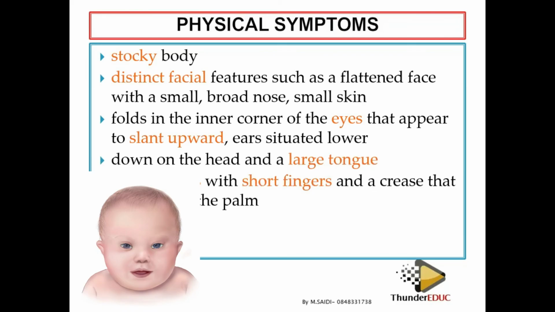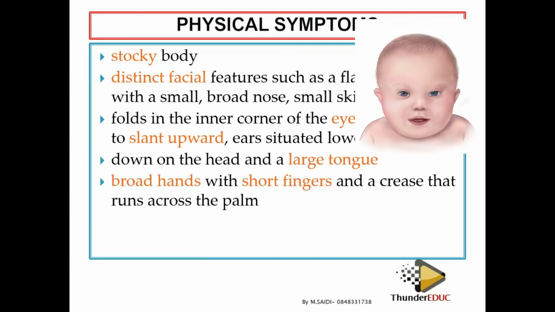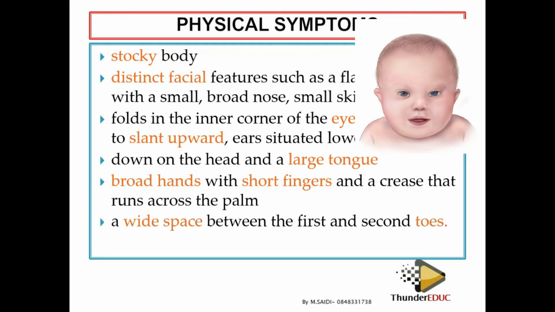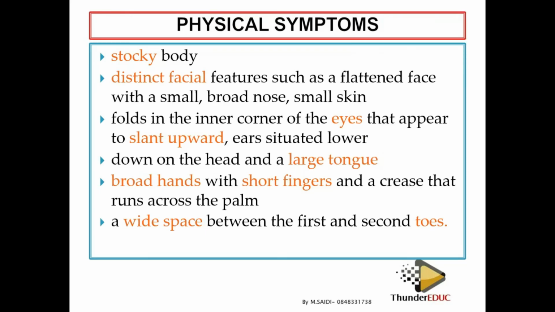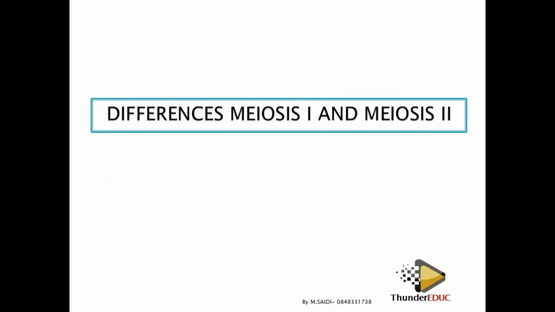Yes. And then you're saying that the broad hands, the hands are big and short. Actually, the fingers are big and short. They are broad, big and short. And then you're saying that there is a wide space between the first and the second toe. If you check, you may not see it on this kid because of the shoes. But if you get a chance, if this kid removes the shoes, you can see exactly what is happening.